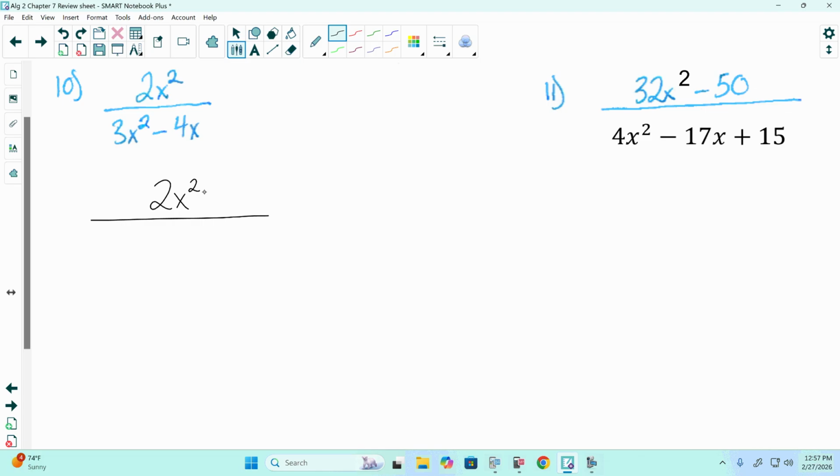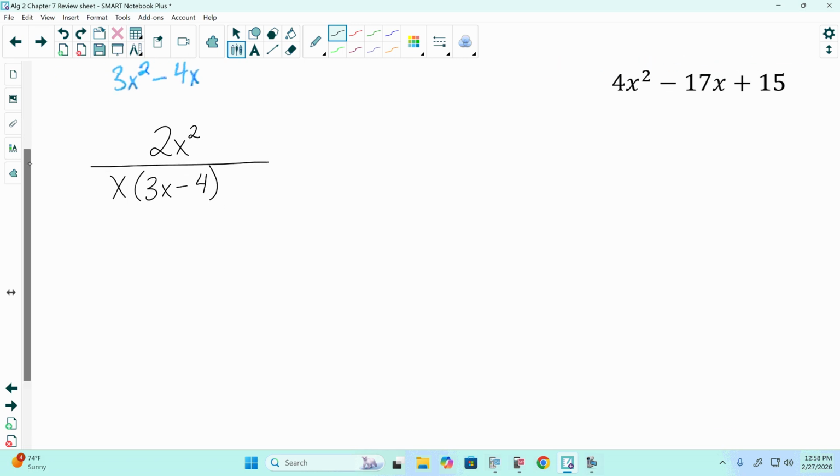The denominator, 3x squared minus 4x. So we do have an x squared term. There is some factoring that might occur. But before we do any of our parentheses, we do want to check and make sure there's not a greatest common factor amongst these two terms. Is there one? Yes. Now, if we factor the x out of 3x squared, we get 3x. If we factor the x out of 4x, we get 4.